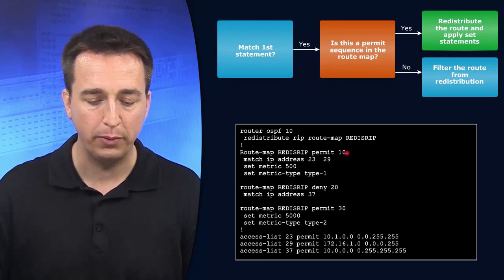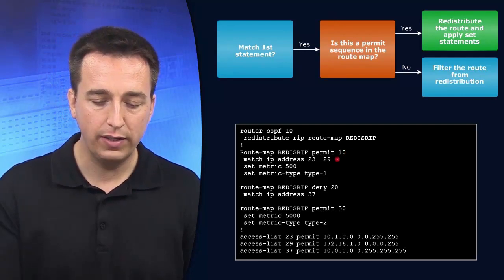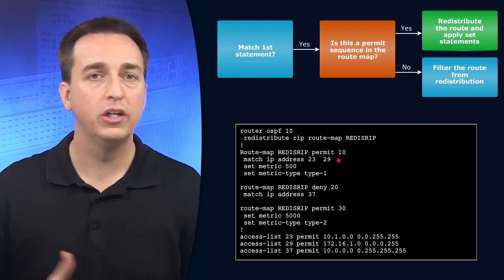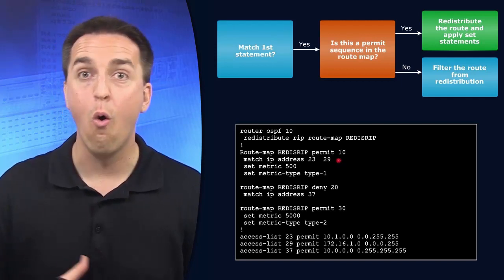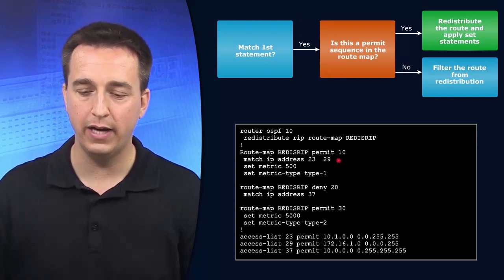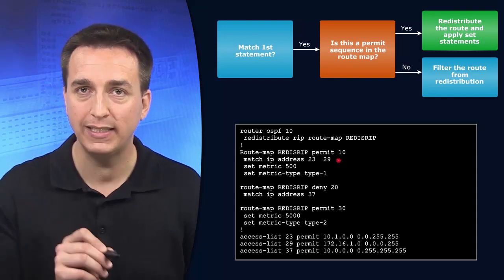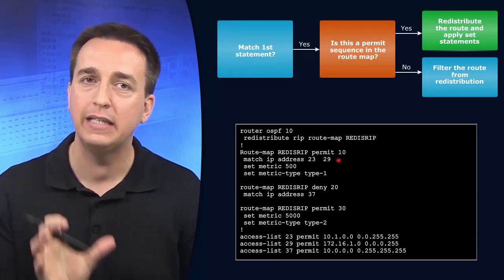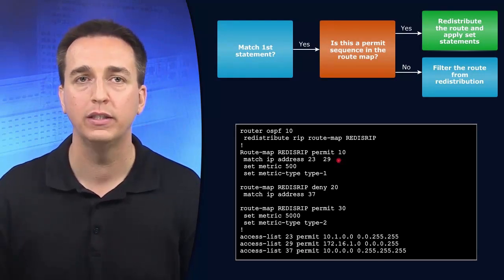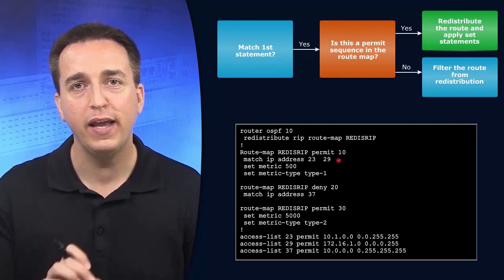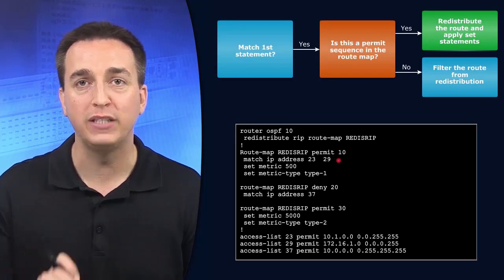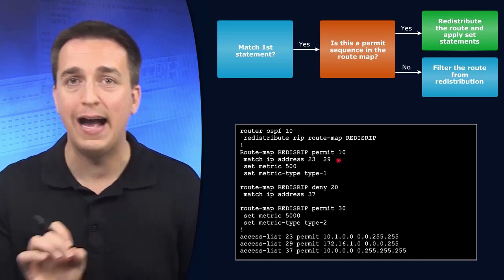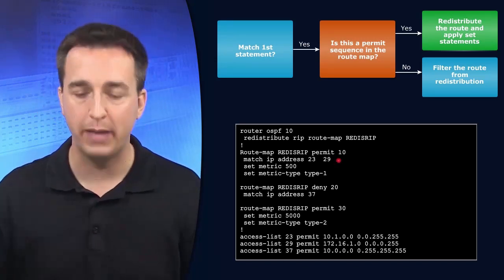So in this example, we can see that it says match the IP addresses that are in access control list 23 or 29. That's big. You see what I said there? Or, not and, or. Because they're on the exact same line, the two access control lists in the match criteria are represented as ORs. So match access list 23 or access list 29. You don't have to match both.